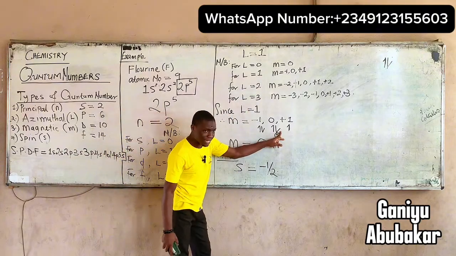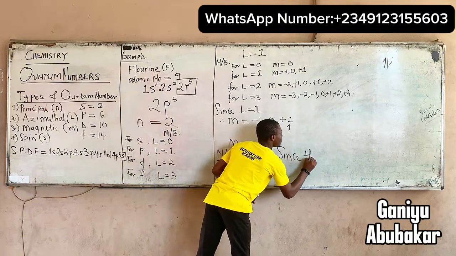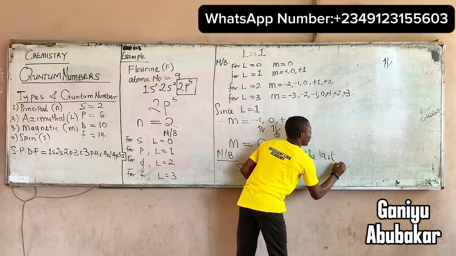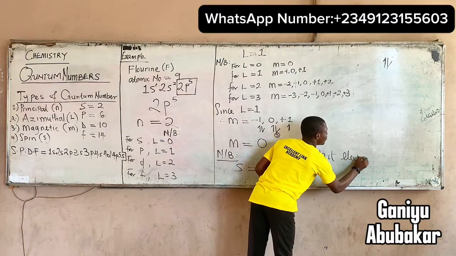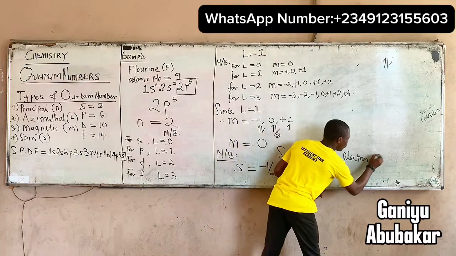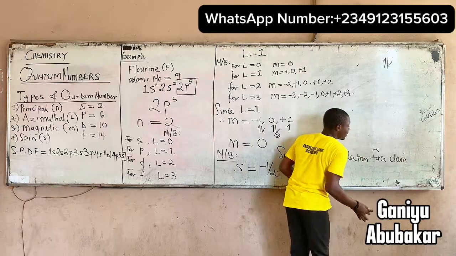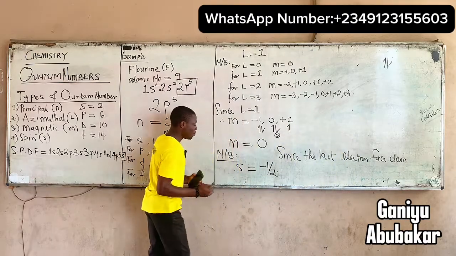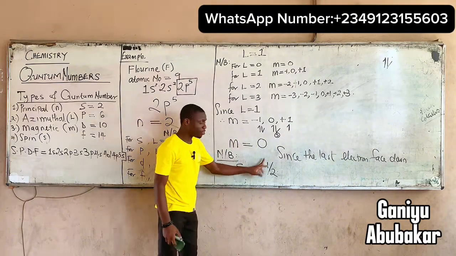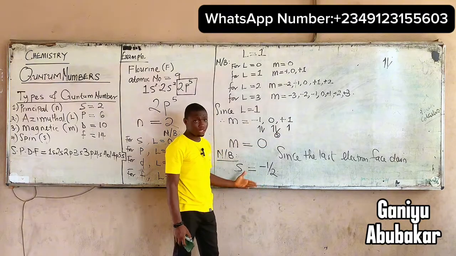Since the last electron faces downward, it means that my spin becomes minus half. But if this last arrow faces up, it becomes plus half.